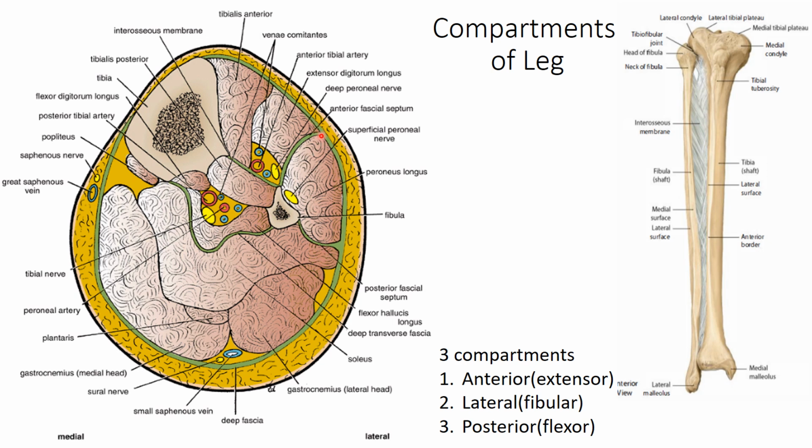And there are these two septa. This is the anterior fascial septum, or intermuscular septum, running from the crural fascia to the anterior border of the fibula, and this is the posterior intermuscular septum, running from the crural fascia to the posterior border of the fibula. Between the anterior intermuscular septum and the posterior intermuscular septum lies the peroneal compartment.